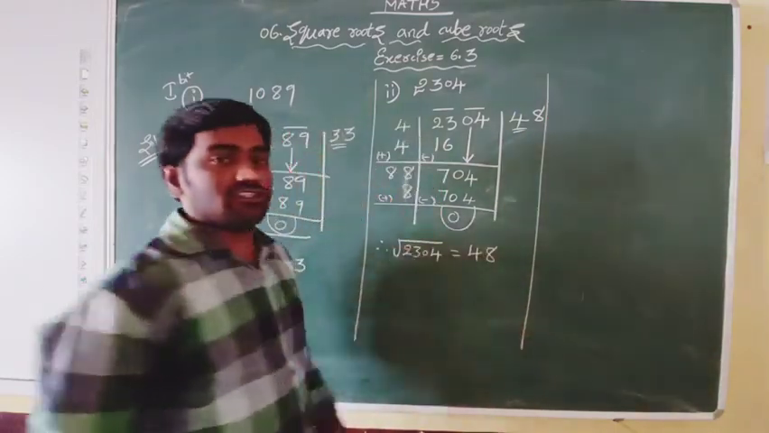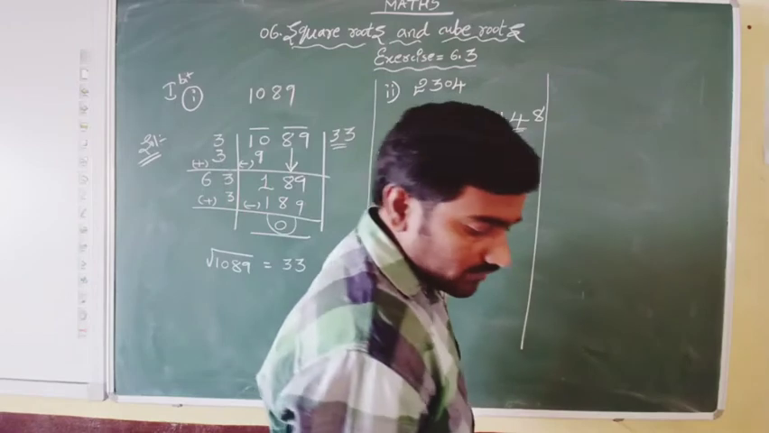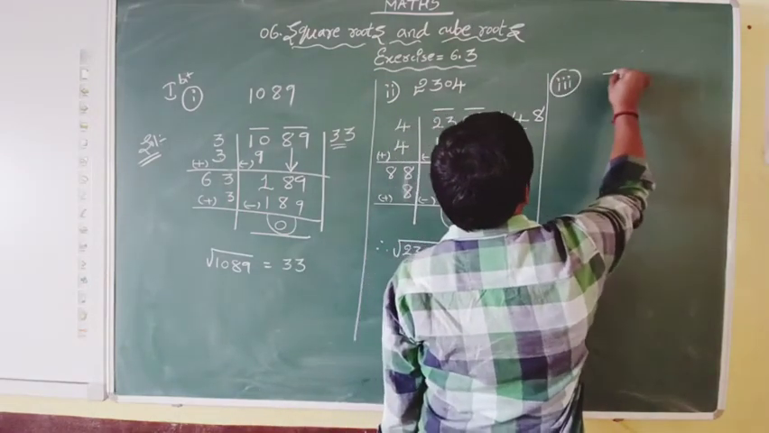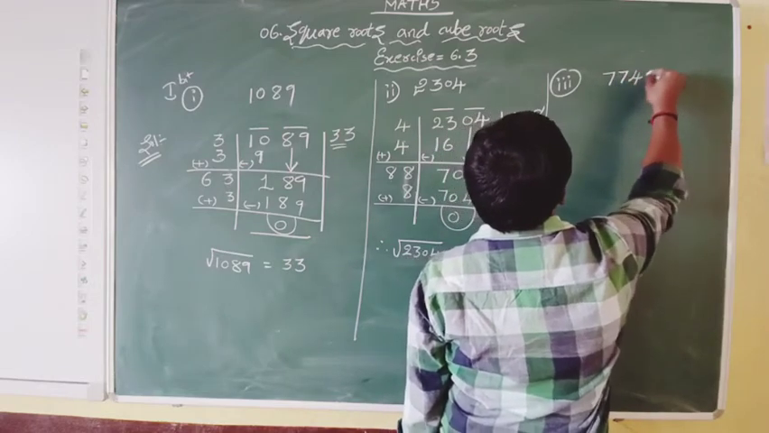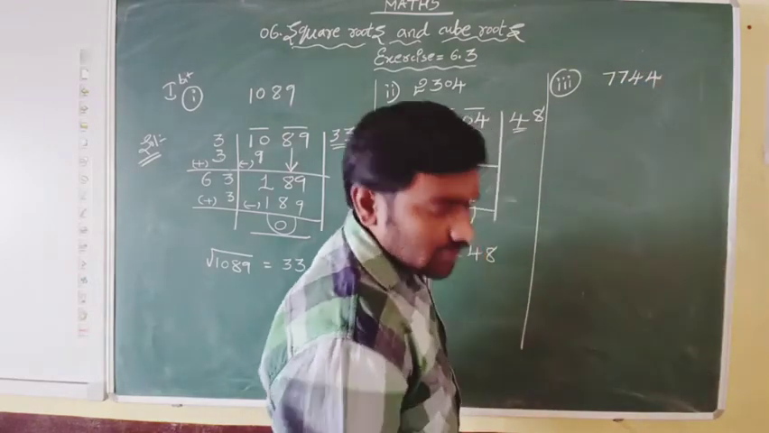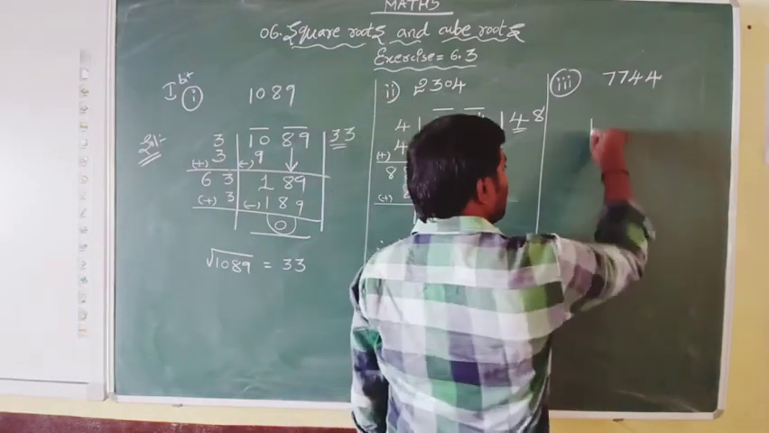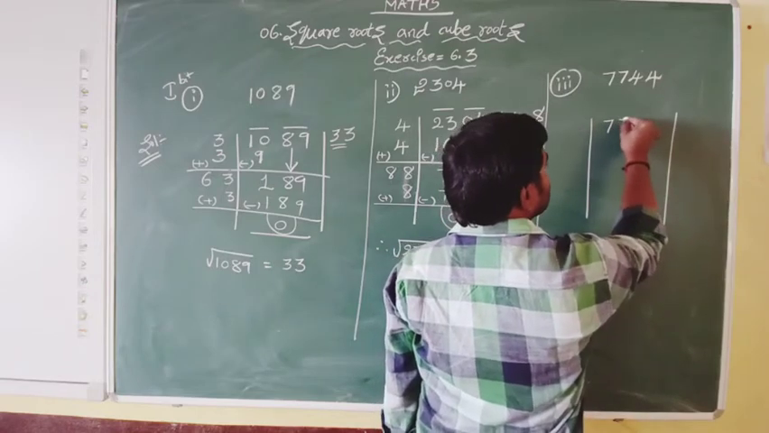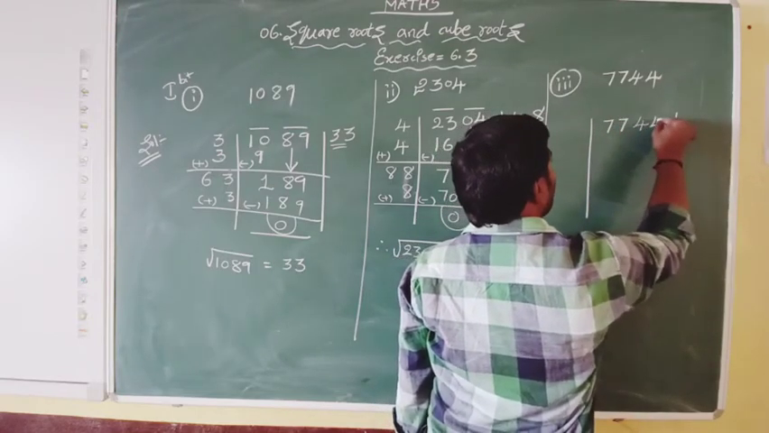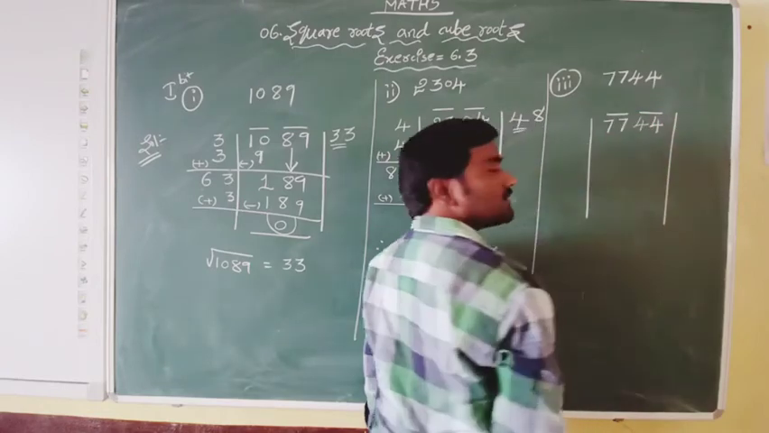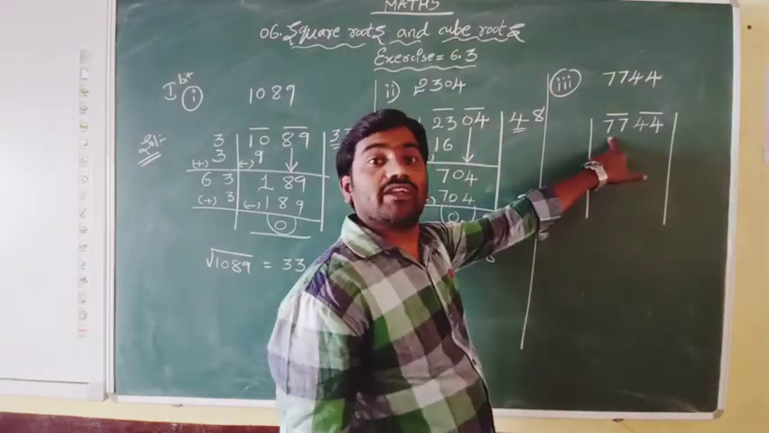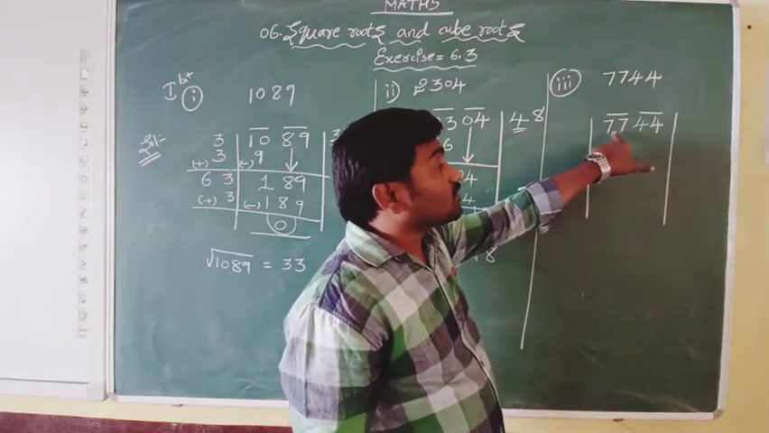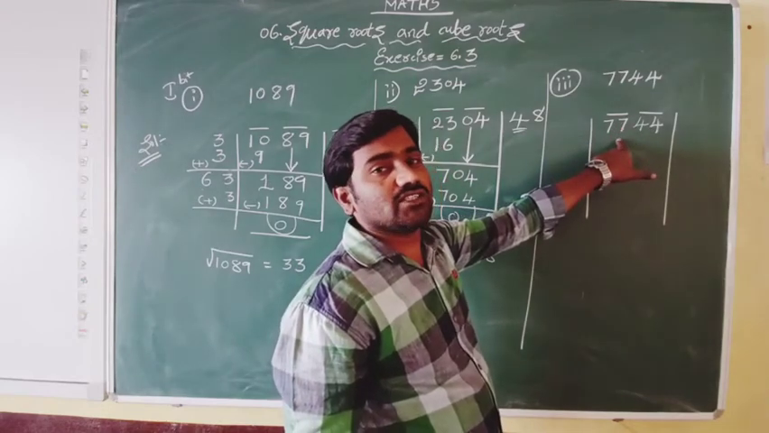So let me go for the third question also in this, that is 7744. Yes, this is the question now. But I told you, write the vertical bars. 7744 divided into pairs. Yes, 77 is not a perfect square number. We take the perfect square that is smaller than 77 and nearest to it.